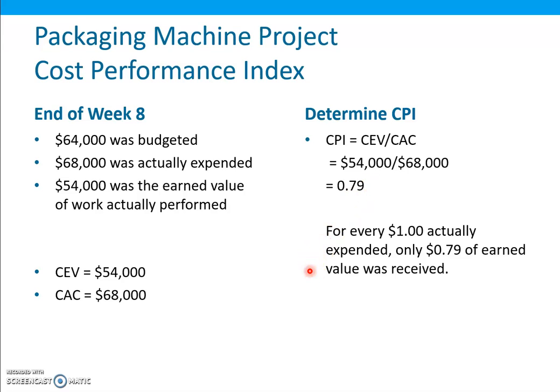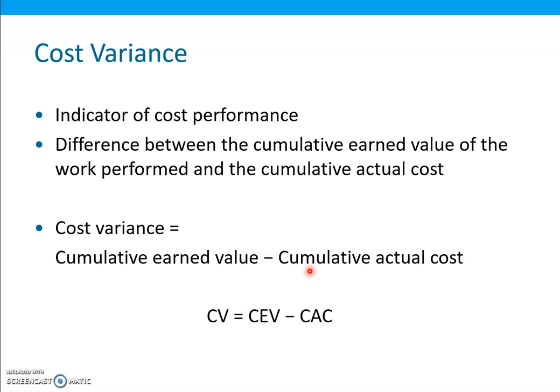Another measure is the cost variance, which is similar to the cost performance index, but instead of taking the ratio, we take the difference of the values. Another indicator of the cost performance is the cost variance, which is the difference between the cumulative earned value of the work performed and the cumulative actual cost. So the cost variance is equal to cumulative earned value minus cumulative actual cost. So CV is equal to CEV minus CAC.